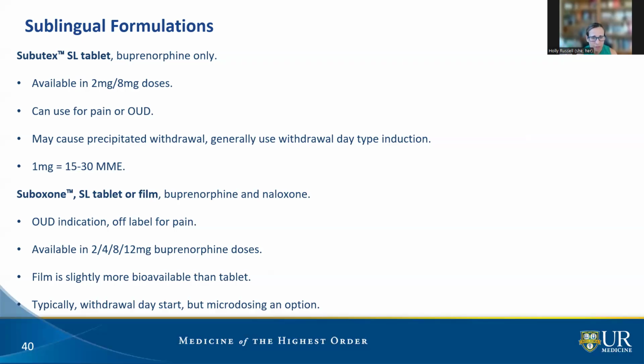The naloxone is at a 1:4 ratio of those. Again, not really important because it's not active if they take it as appropriate. The film is slightly more bioavailable than the tablet. And then typically you would do the withdrawal day start, but again, the microdosing is an option.